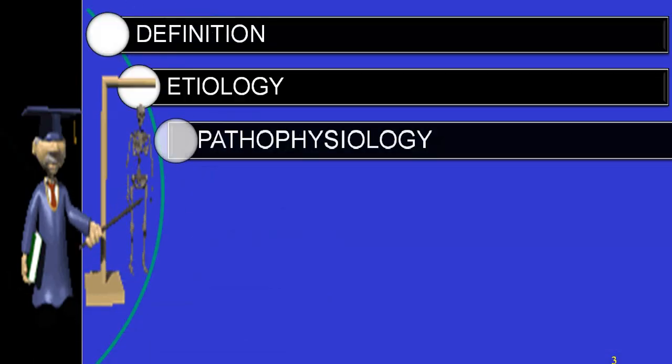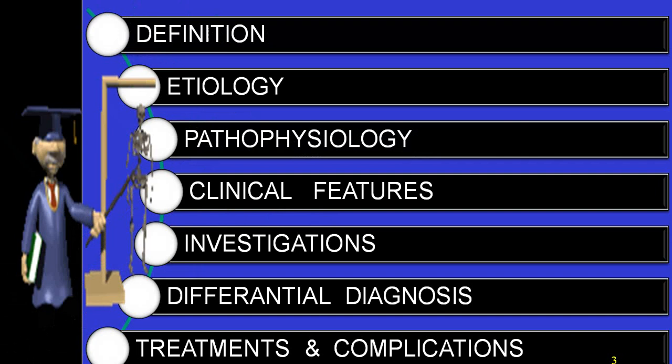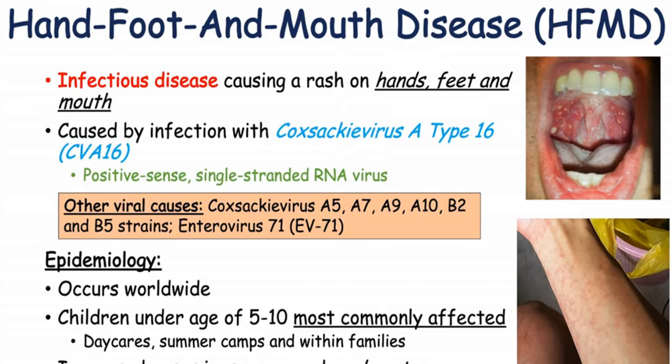We'll be discussing under these common headings: definition, etiology, pathophysiology, clinical features, investigations, differential diagnosis, treatment, and complications. Now, the heading itself gives you a very simple way to understand that it involves hand, foot, and mouth. This particular disease is an infectious disease which causes a rash on the hand, foot, and mouth.